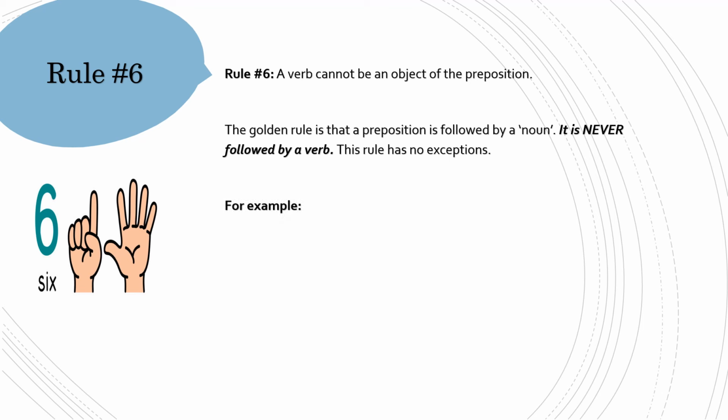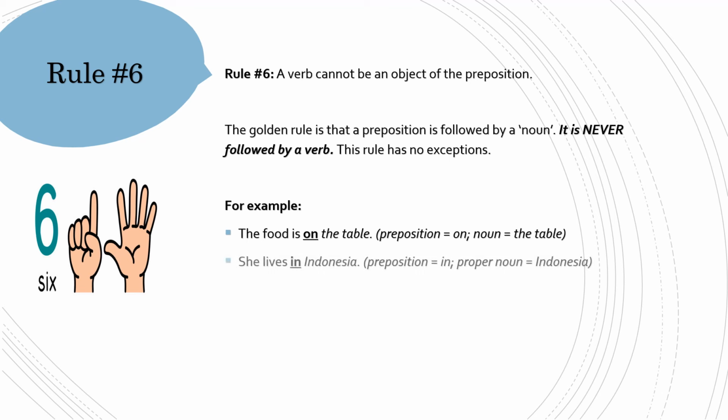For example, the food is on the table. Preposition is on, noun is the table. She lives in Indonesia. Preposition is in. Proper noun is Indonesia. Jackie is looking for you. Preposition is for. Pronoun is you.